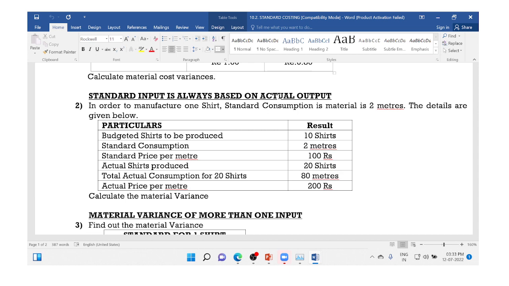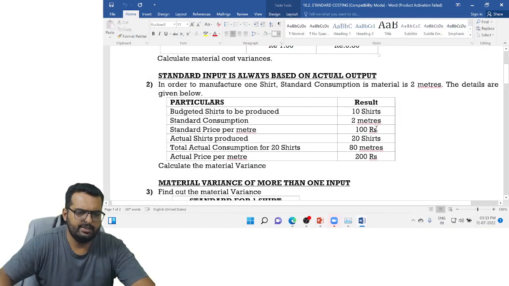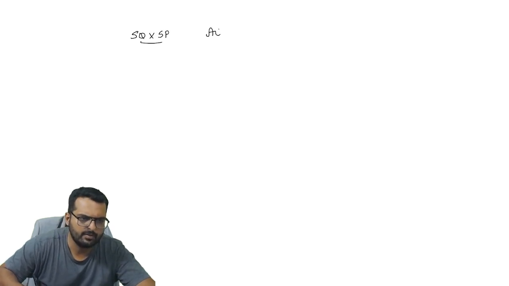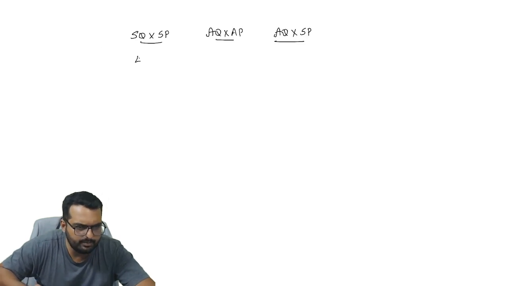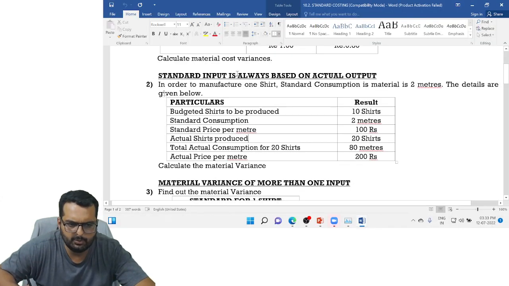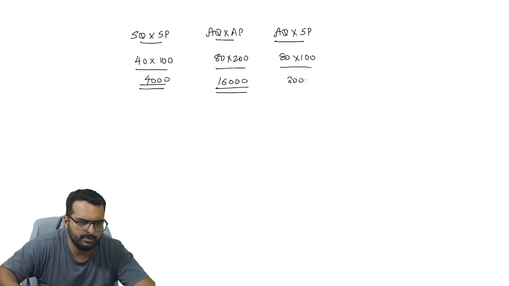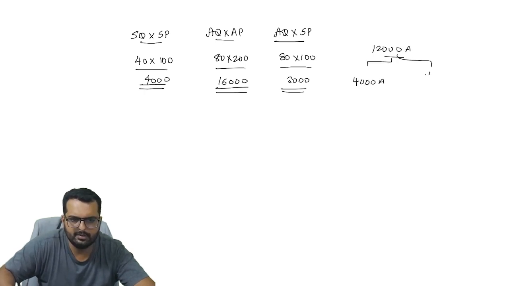Is everybody getting this answer, friends? I will do it now. Friends, here SQ is based on actual output. So it will be 20 shirts into 2 meters. So 20 into 2 meters will be 40 meters into 100 rupees per meter. That will give you 4000. AQ into AP will be 80 into 200. That is 16,000, and the last one is going to be 80 into 100, that is going to be 8,000. So you will get 12,000 adverse, 4,000 adverse, 8,000 adverse. Can you write down this in your books now?